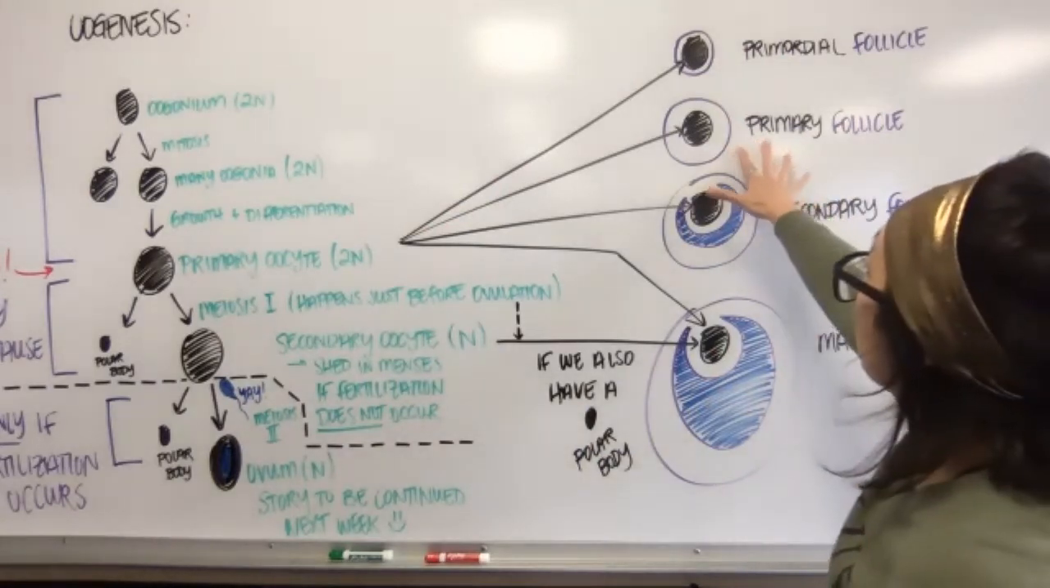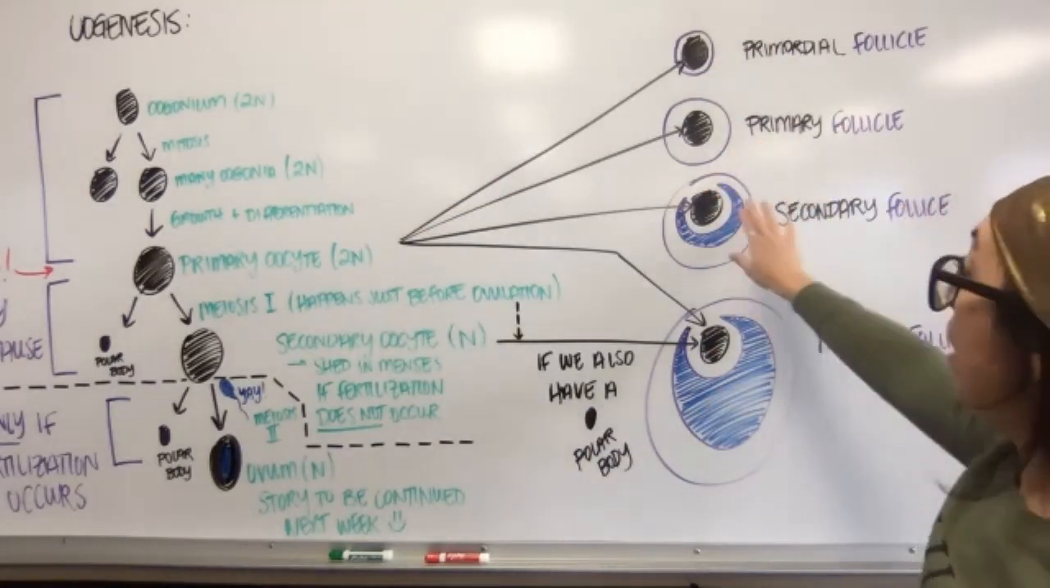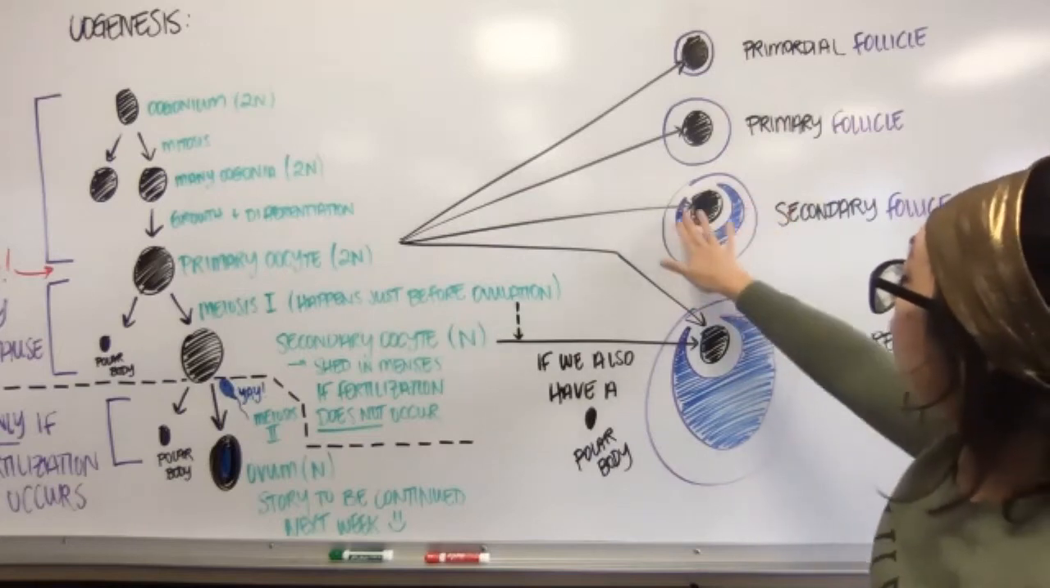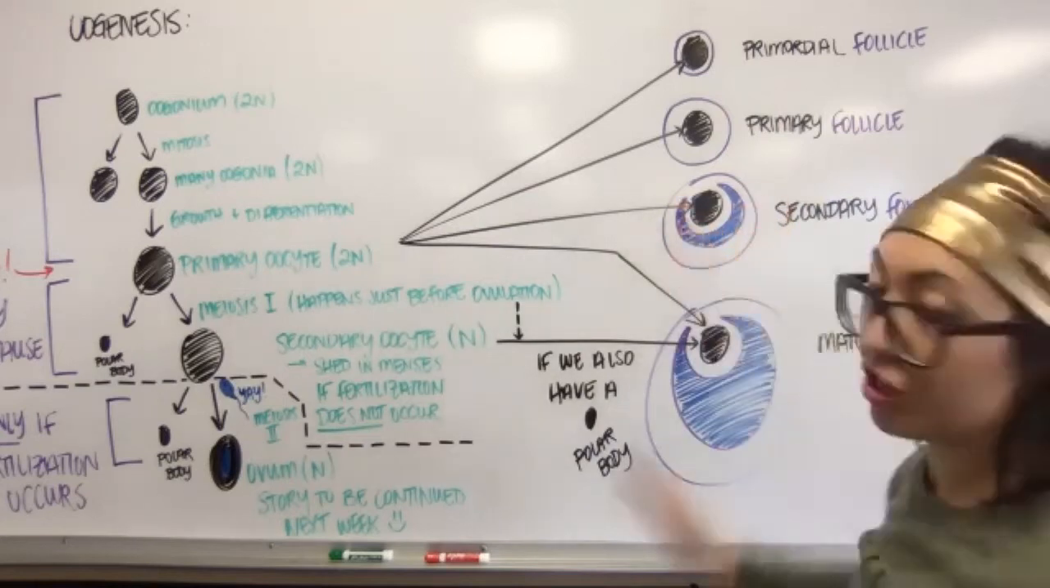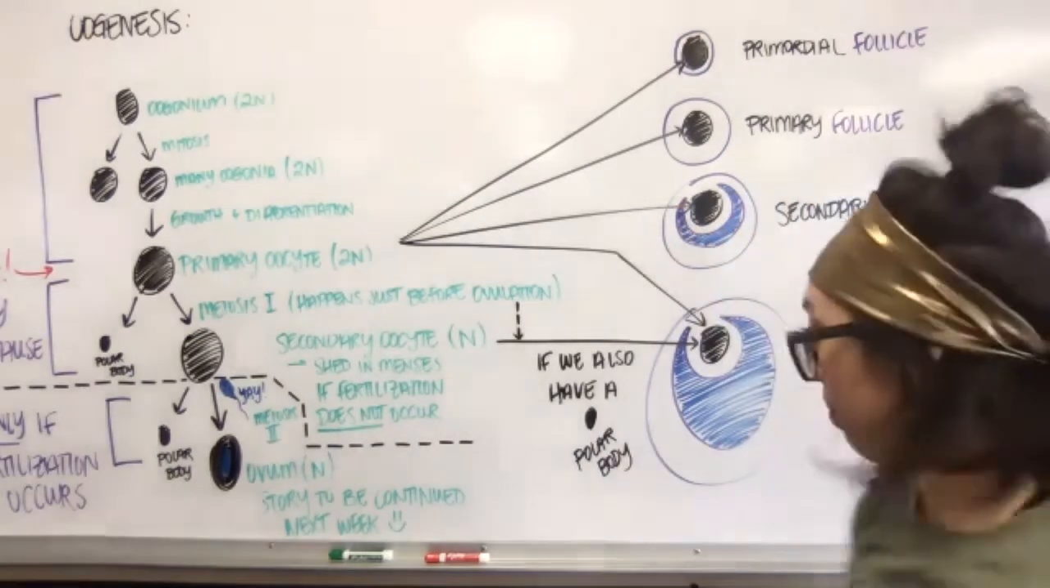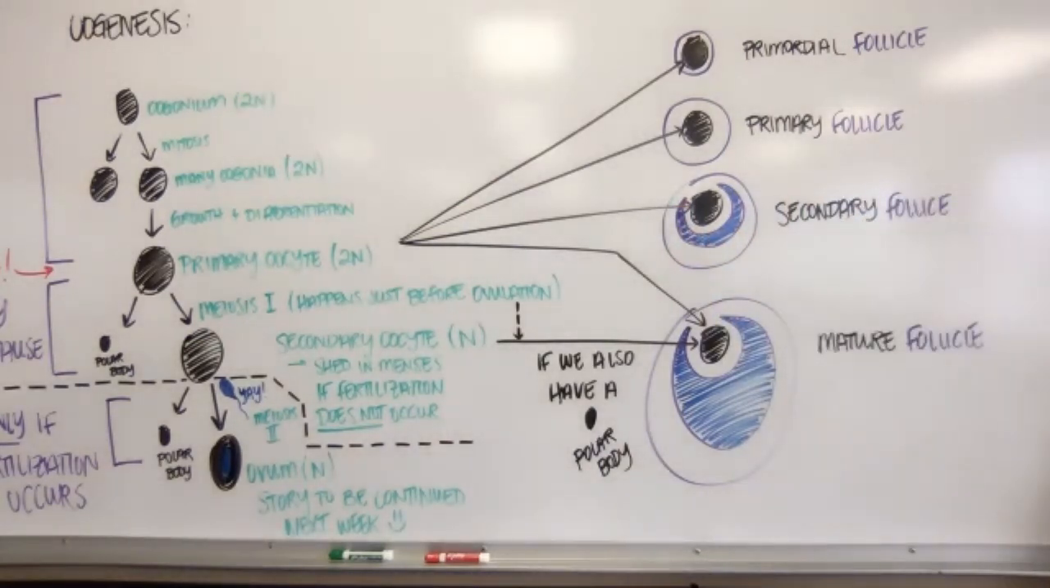The primary follicle is going to get a little bit bigger, and we're going to develop this fluid-filled portion called the antrum. I actually didn't write that down. Let me label that real fast.